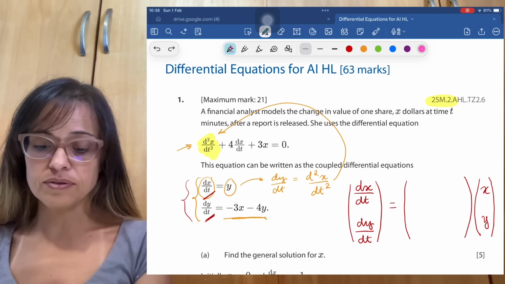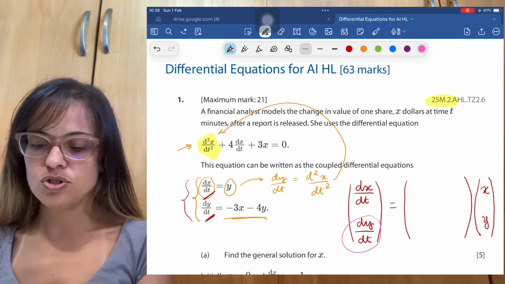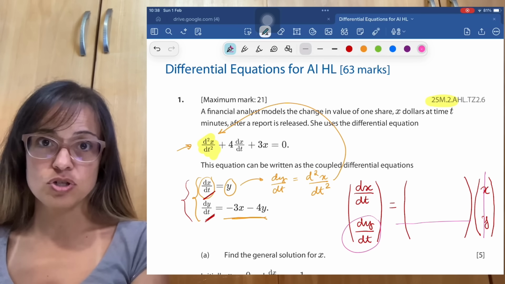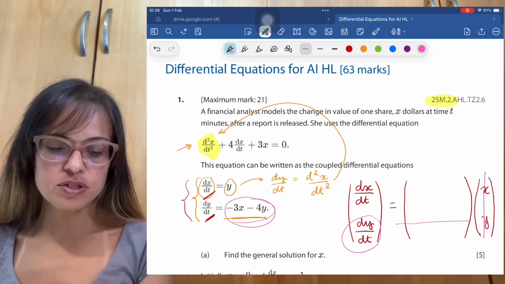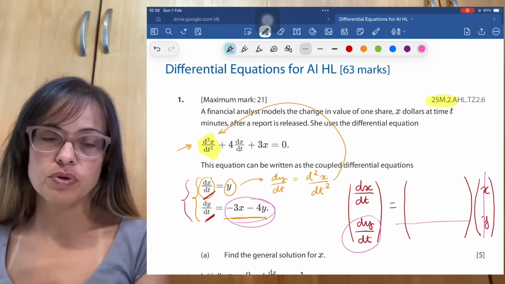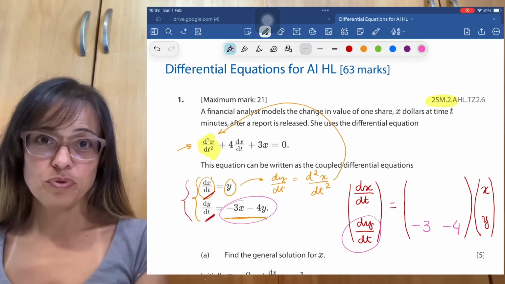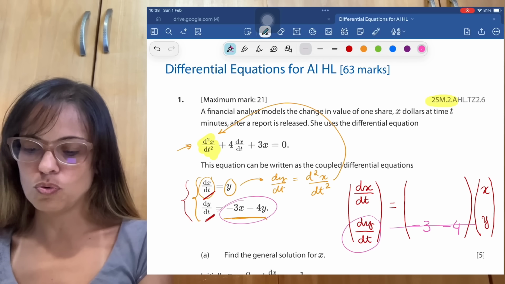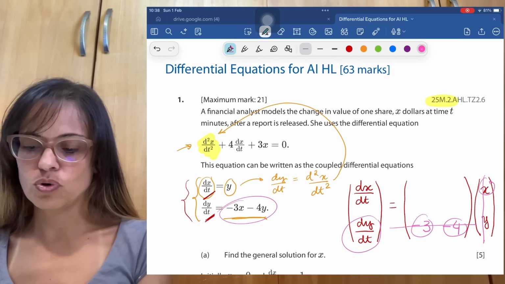Let's do the second line first. The dy/dt needs to be this row of the matrix multiplied by this column vector, and it's minus 3x minus 4y that we want to see as a result. So we're going to put the minus 3 and the minus 4 in the matrix so that when you multiply the row by the column, that's what you get, minus 3x minus 4y.